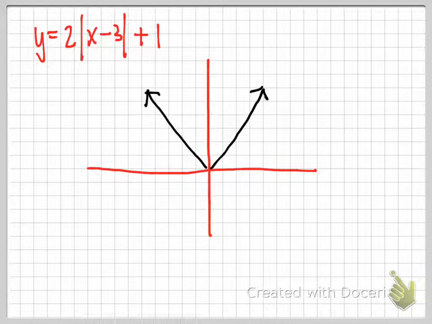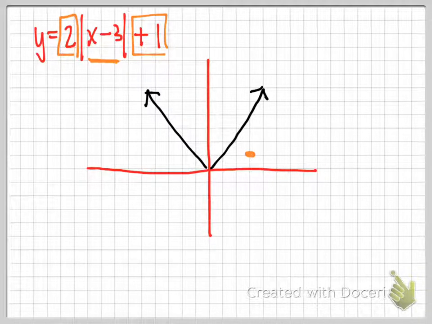Here's how you move the graph. I'll do this in orange. The new vertex is, horizontally, you go right 3, positive 3, because that would make it 0 over 3. Vertically, I go up 1. That's my new vertex. Because A is positive, it opens up. It's going to make a V.